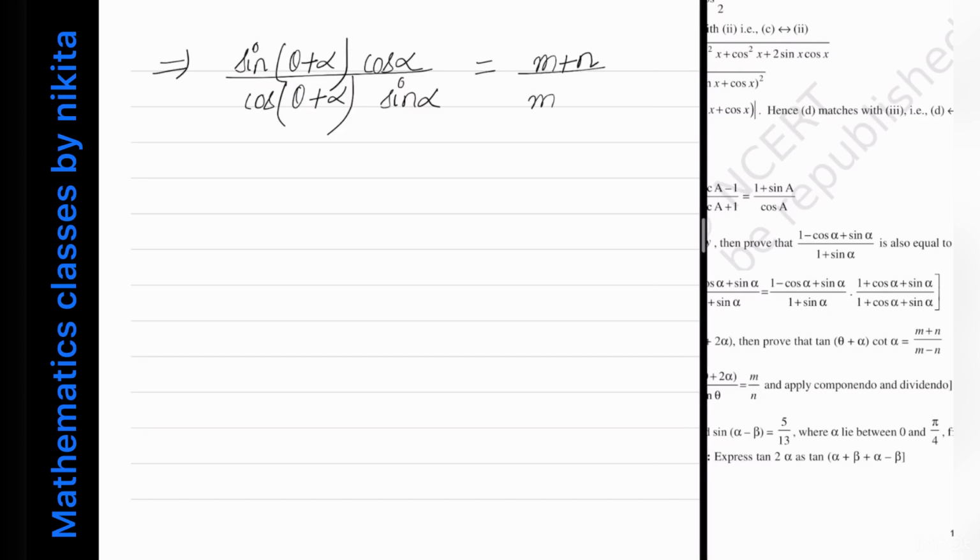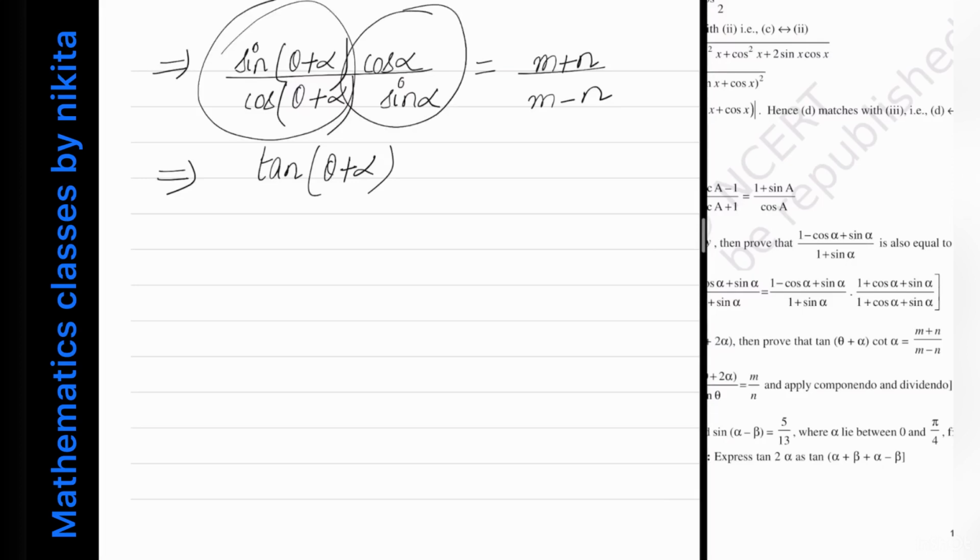and this implies what? This is tan of theta plus alpha, this gives you tan, and this will give you cot alpha. This is equal to m plus n divided by m minus n, and you can see that this is what we had to prove, which is given here. Prove that this is equal to this. So hence proved.